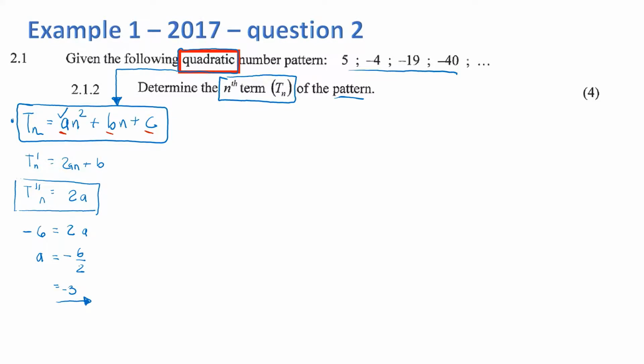Cool. So now we're stuck with, well, let's write this out to be a little bit more concrete, right? We've got minus 3n squared plus bn plus c. What we have now is this equation here. It's still got these two unknowns. And we also have a lot of entries here.